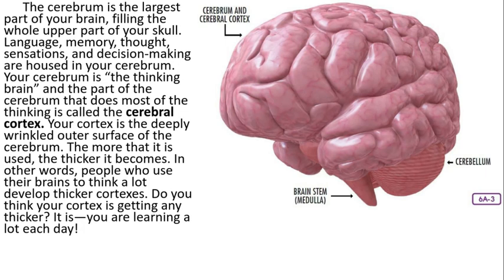The cerebrum is the largest part of your brain. That's the one at the top of this diagram, filling the whole upper part of your skull. Language, memory, thoughts, sensations, and decision-making are housed in your cerebrum. Your cerebrum is the thinking brain, and the part of the cerebrum that does most of the thinking is called the cerebral cortex. Your cortex is the deeply wrinkled outer surface of the cerebrum. The more that it is used, the thicker it becomes. In other words, people who use their brains to think a lot develop thicker cortexes.